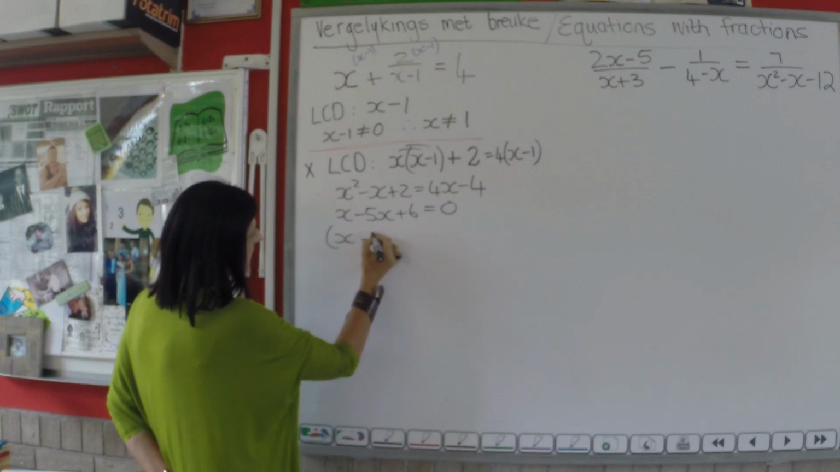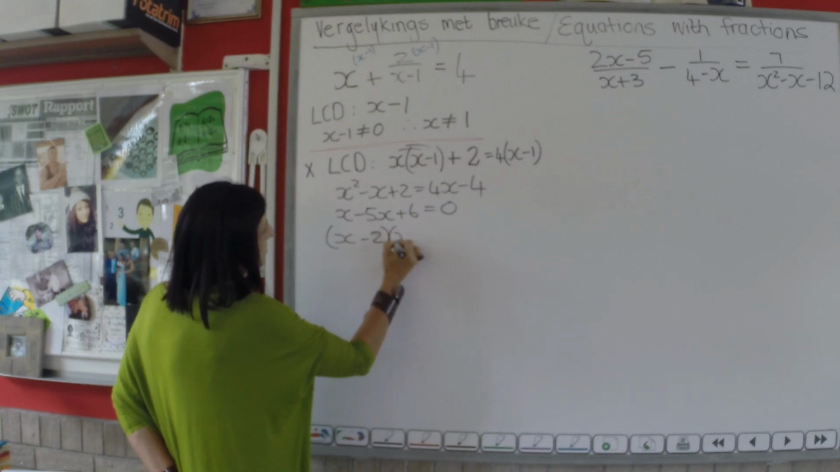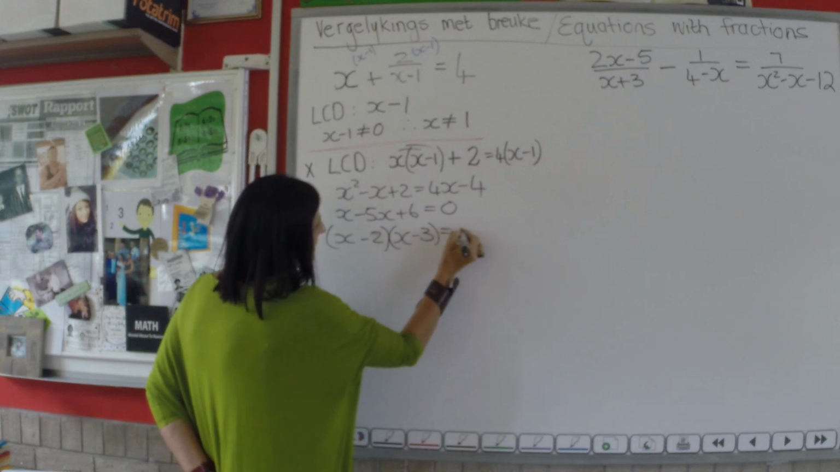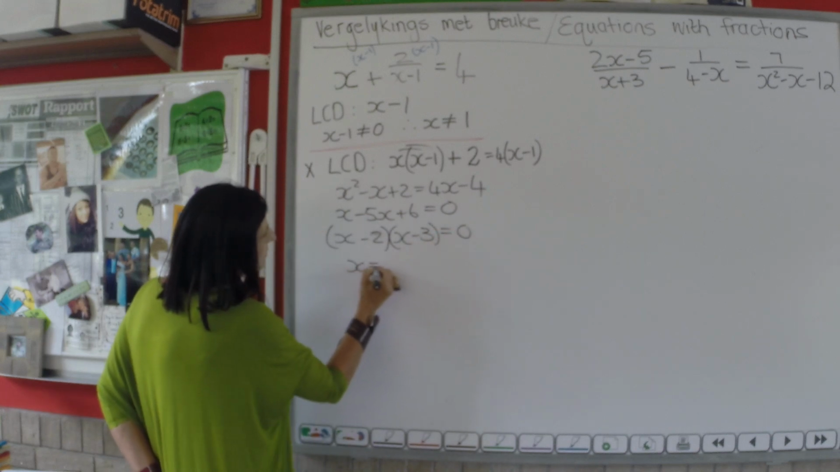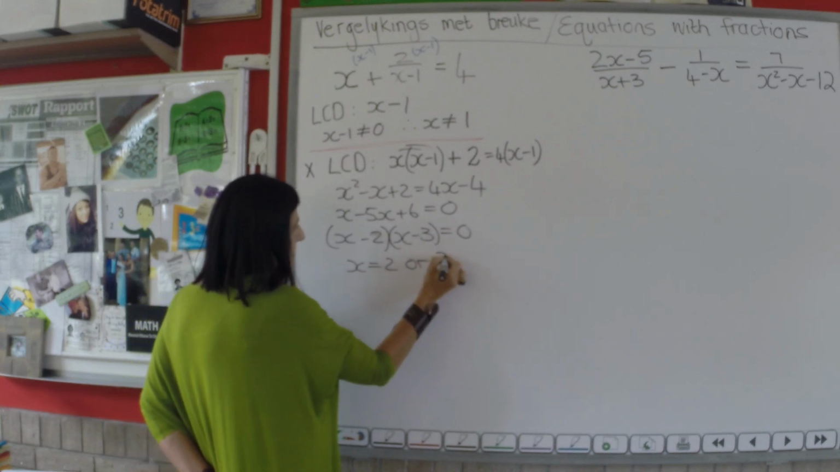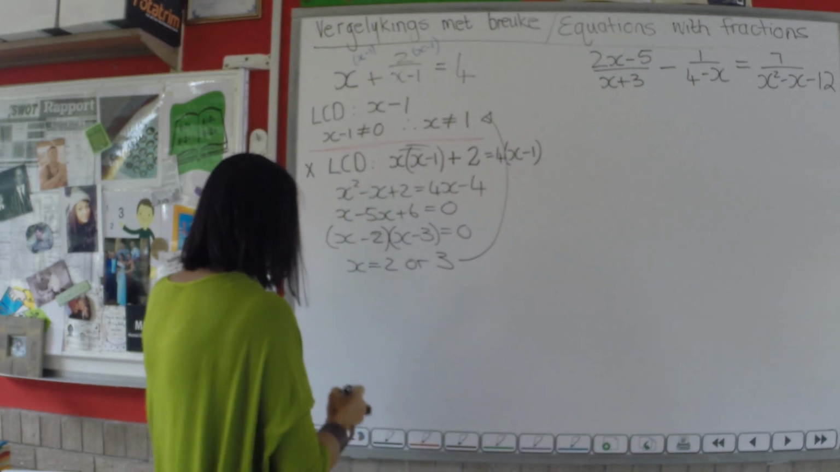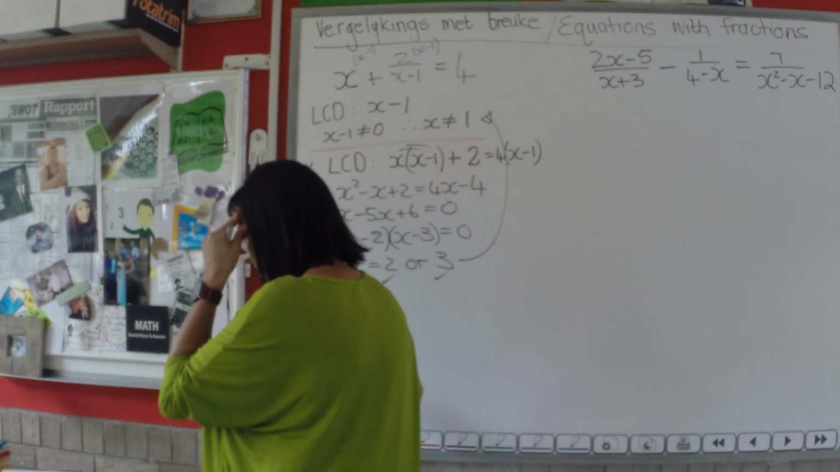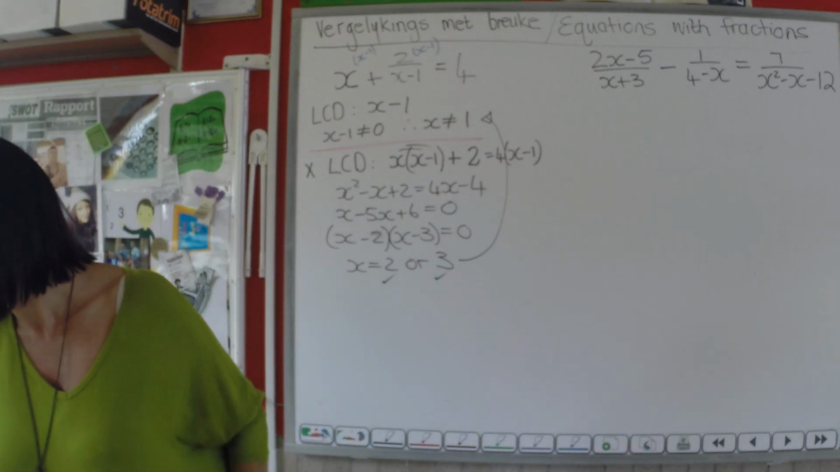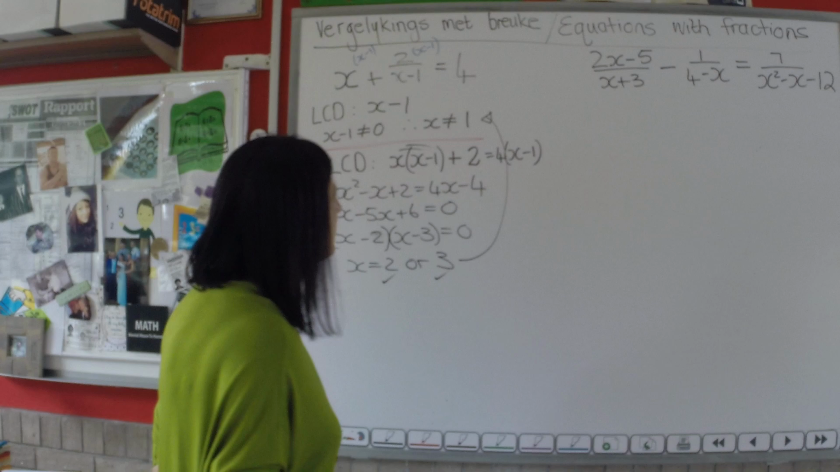It's going to be x minus 2, x minus 3. And therefore x may either be 2 or x may be 3. Then I refer back to this and I can see that I'm safe. So both of the answers are 100% correct. Okay, let's go to the next one.